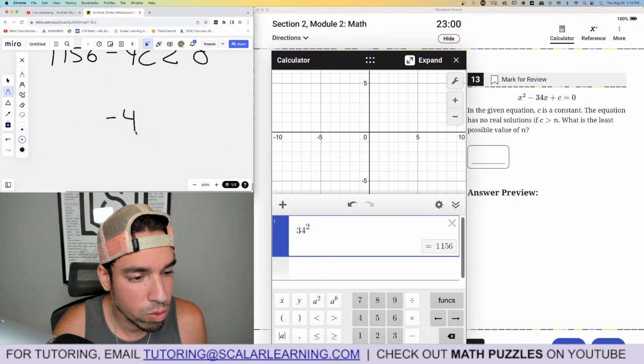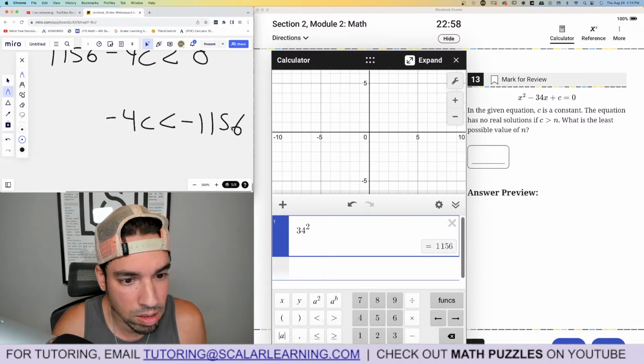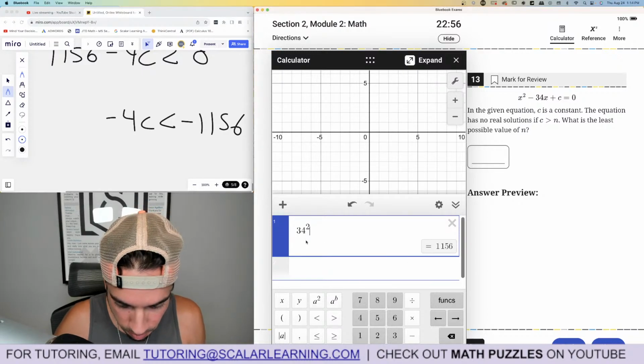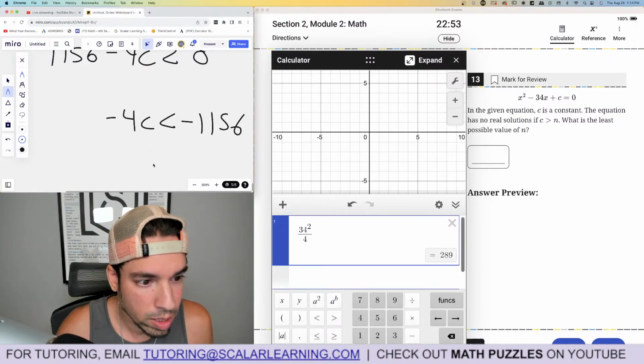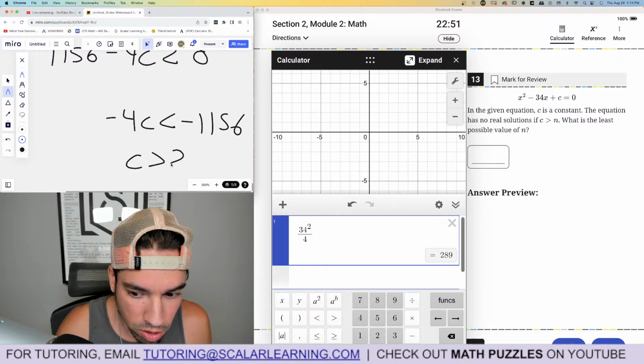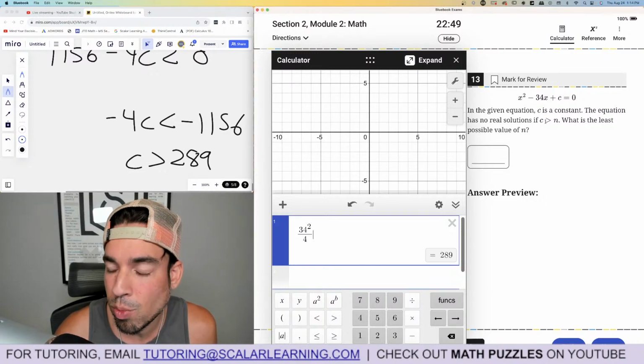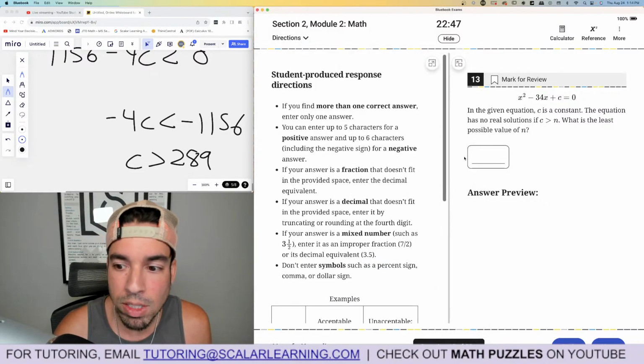Subtract 1156. Negative 4c is less than negative 1156. Divide by 4, and we get 289. And we flip it: c is greater than 289. And that's cool because we had c is greater than n, so obviously n is 289.